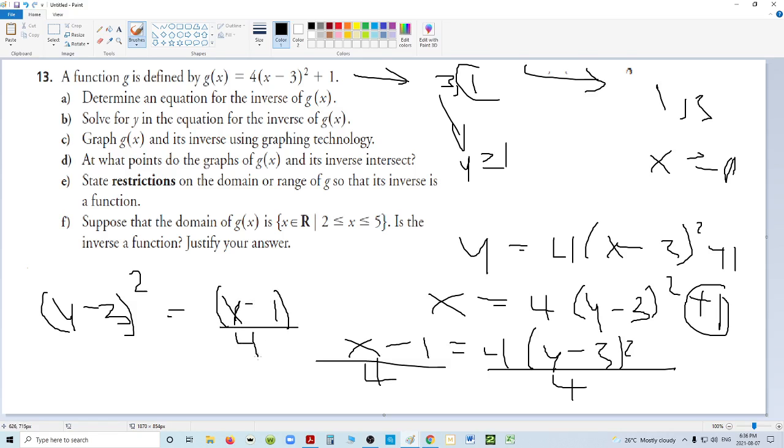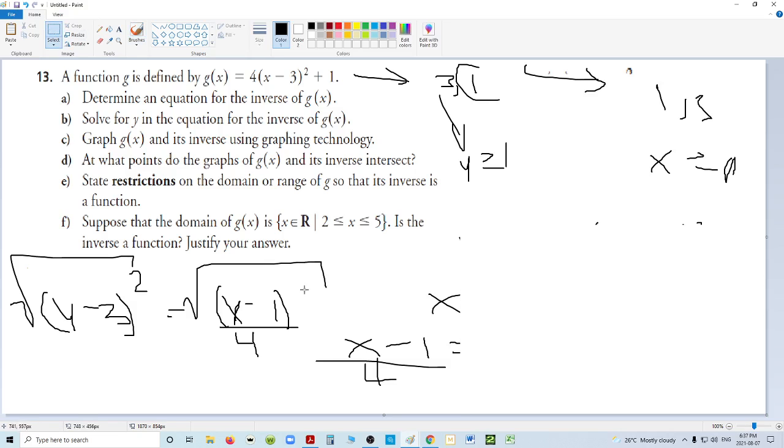Okay. And now how do I get rid of that square? I'm almost inside the brackets. How do I get rid of that square? I have to square root both sides. Square root both sides. And here's an important distinction. We have to add a plus or minus now.